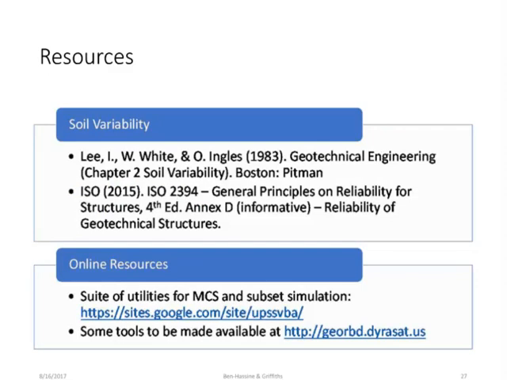I put some resources here for the audience. The first one gives some suggested COVs, which is coefficients of variation of different soil parameters. You can find a lot of information on this in the literature. There is an international standard that talks about this, ISO 2394, and Annex D there talks about this.